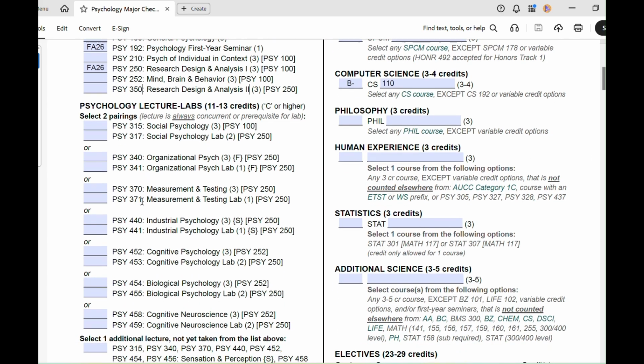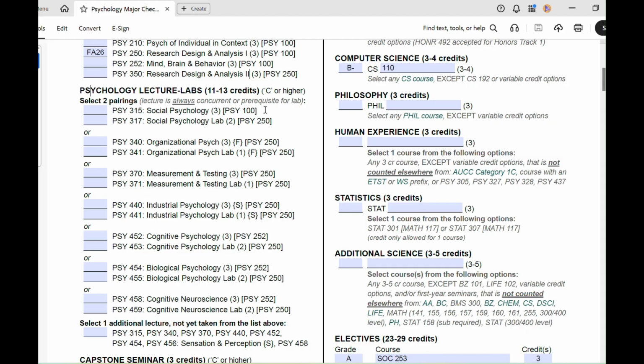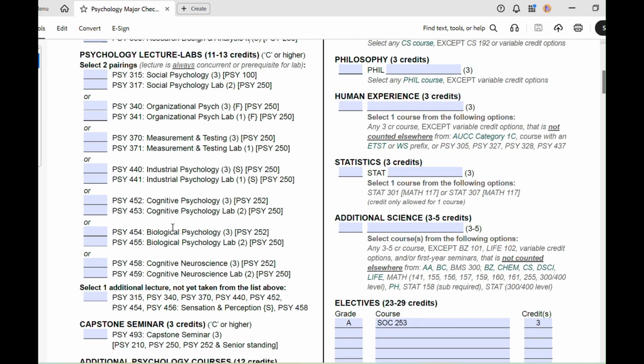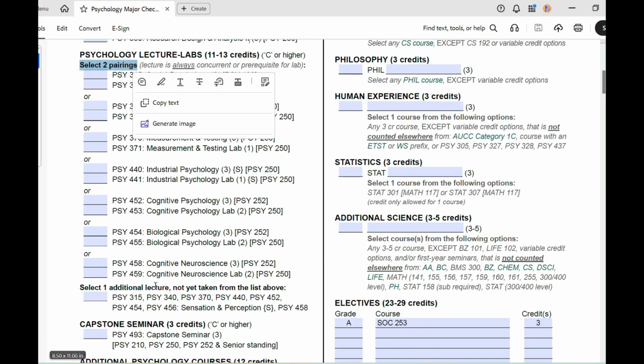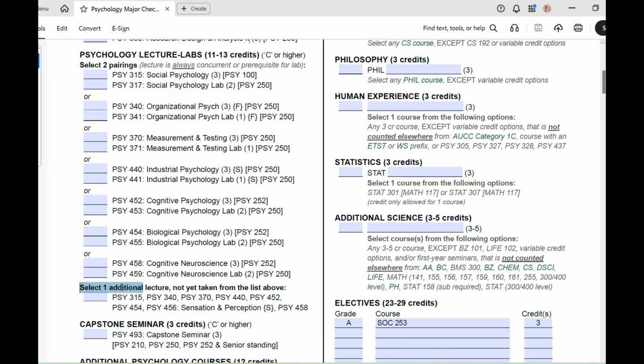We will now move on to the Psychology Lecture Lab pairings. In this category, you will see a bunch of options. Do not worry, you do not need to complete all of these. In the fine print, it says you only need to select 2 pairings from this list, and down below it states you only need 1 additional lecture not yet taken from this list above.